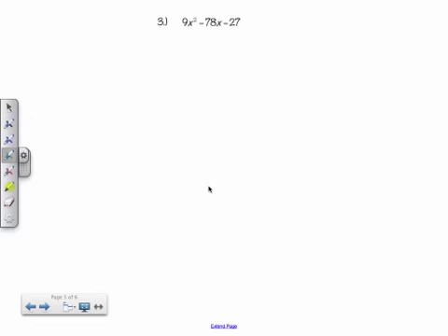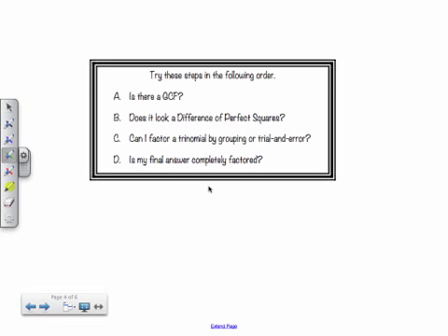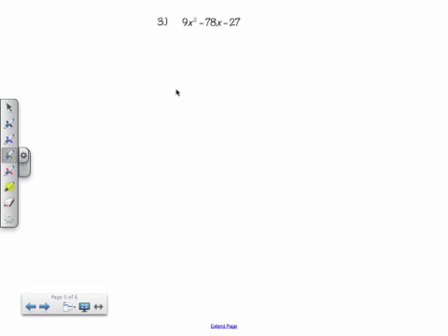All right, question number 3. The first thing I'm going to do always is ask myself, is there a GCF? So if you look at your example in question number 3, you've got coefficients of 9, 78, and 27. They are all divisible by 3, which means that I definitely will have a GCF of at least 3, if it lets me write it.